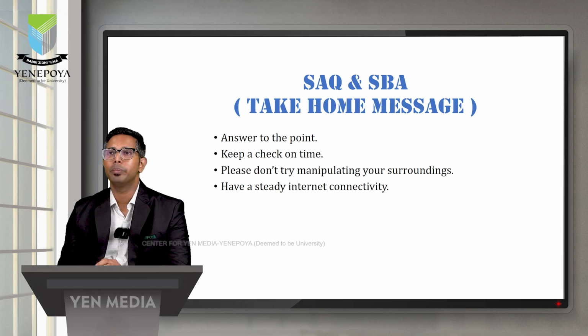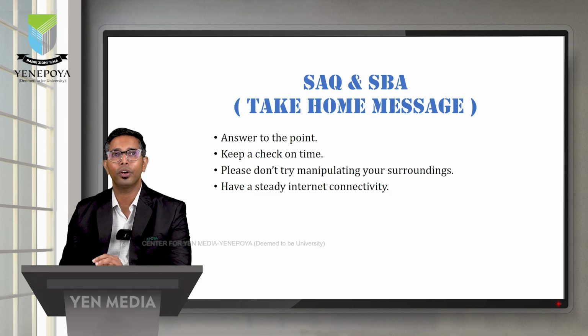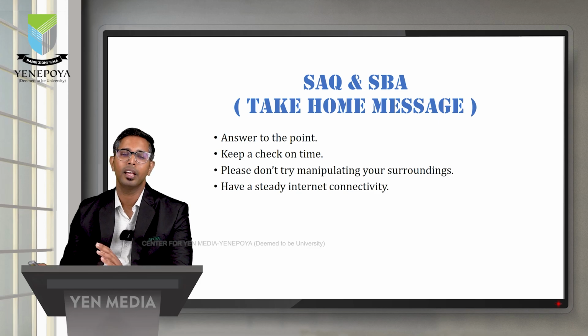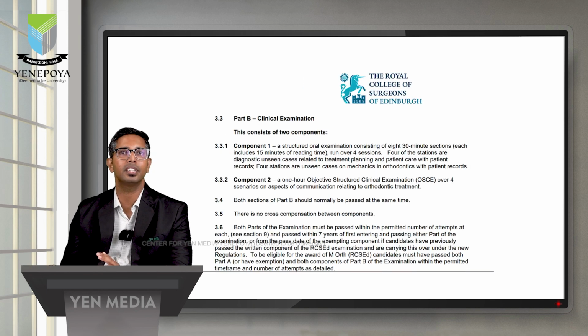So what is the take home message from this section? Answer to the point. Keep a check on time. Please don't try to manipulate your surroundings, because most of these are online based exams and they will be monitoring you. Have a steady internet connectivity if you are writing it from the comfort of your home. The Glasgow exam can be written from your home setting also, whereas your Edinburgh exams are specifically meant to be in certain centers.